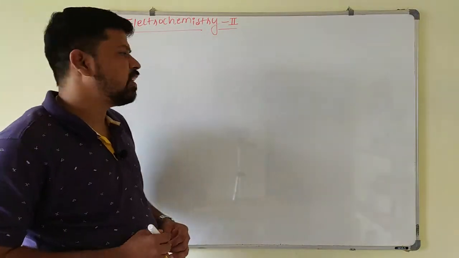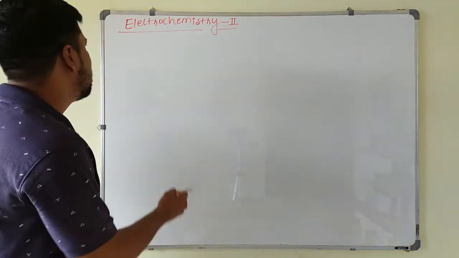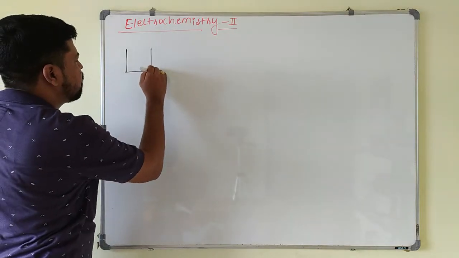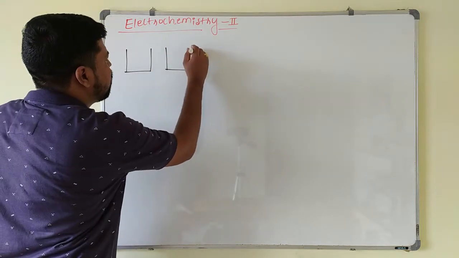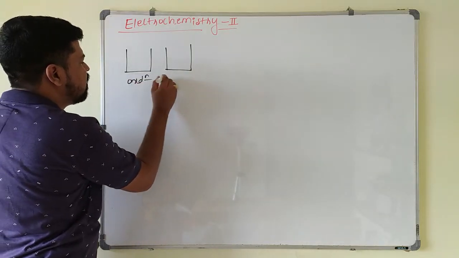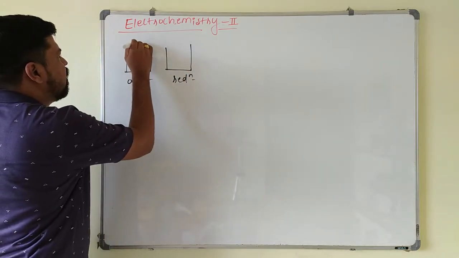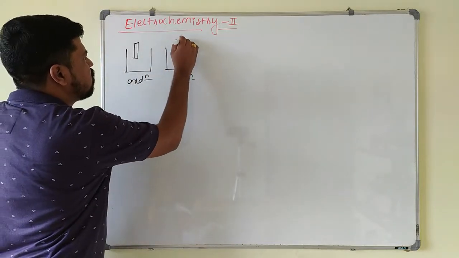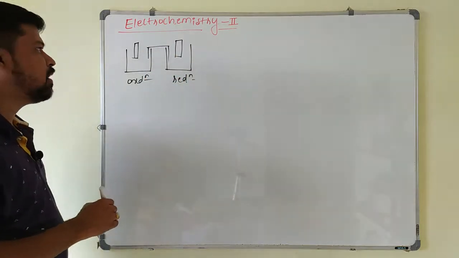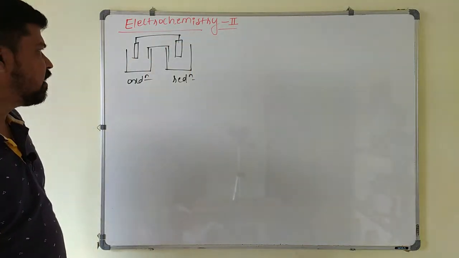The next point is the EMF of a galvanic cell, or the cell potential of the galvanic cell. Already we know that a galvanic cell is made up of two half cells. One is the oxidation half cell and the other is what? The reduction half cell. So this will be your oxidation half cell and this is your reduction half cell, and each has an electrode. These two are connected internally with a salt bridge, and externally they are connected with what? An external conducting wire.